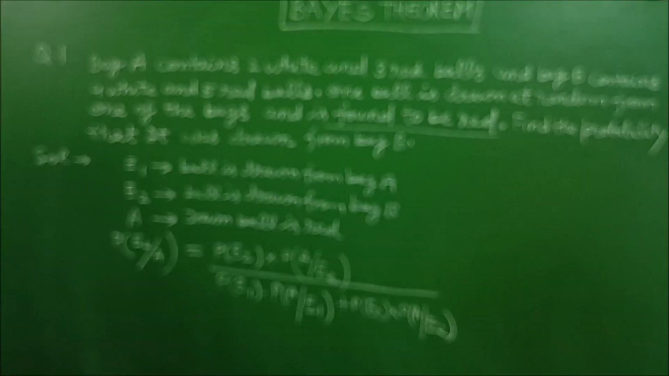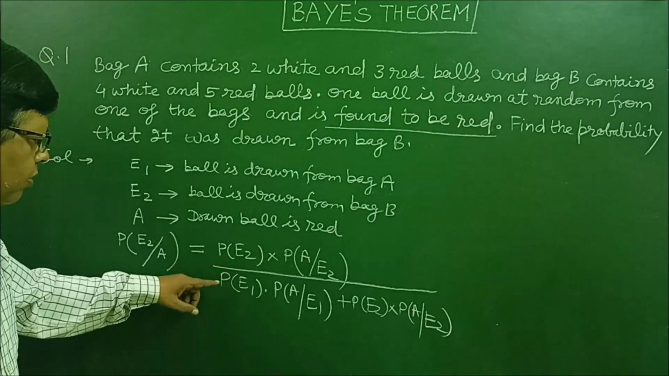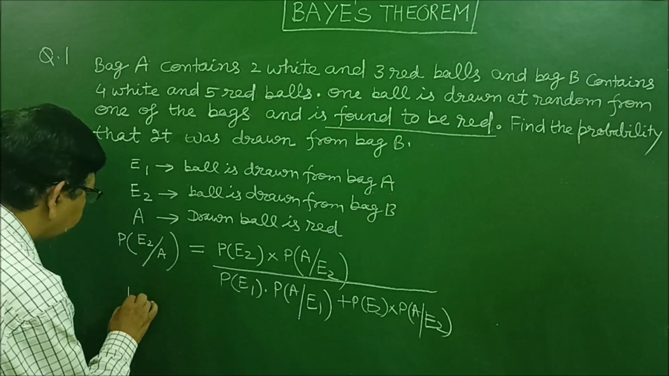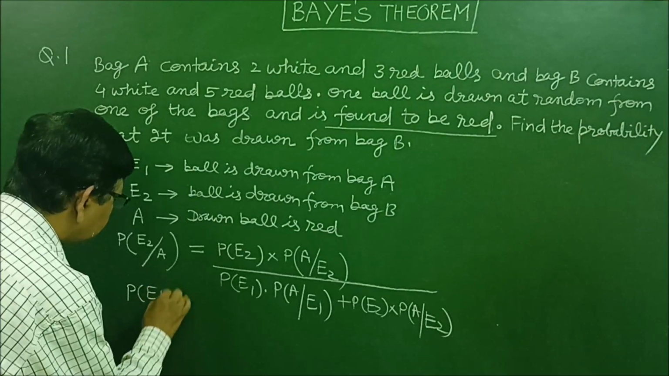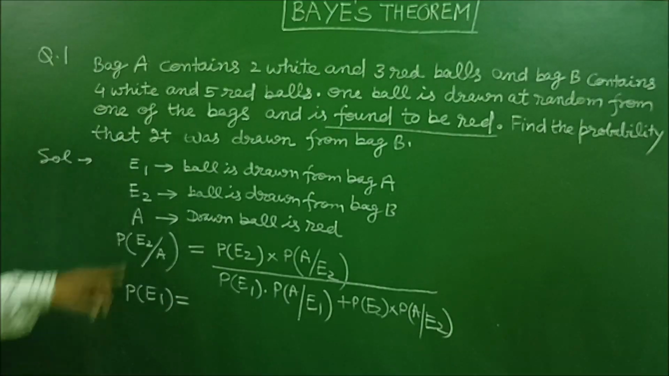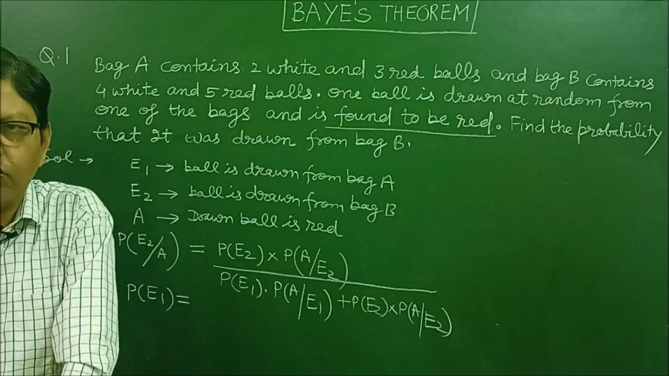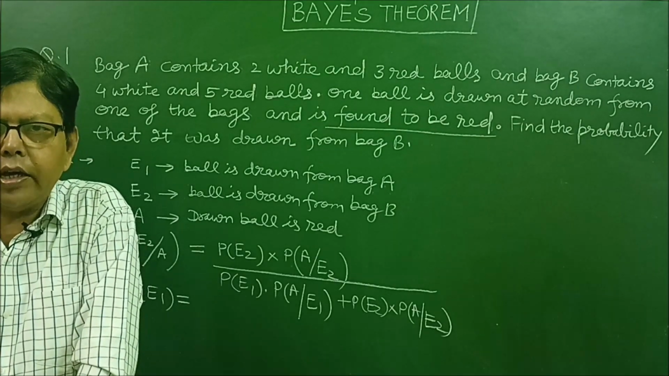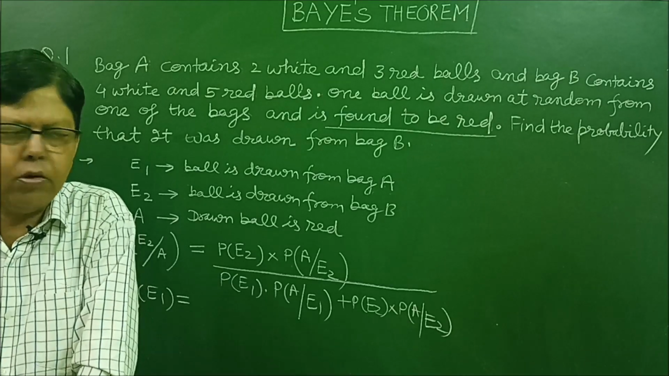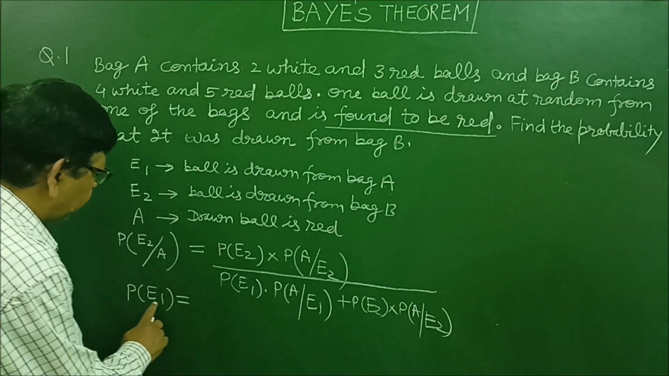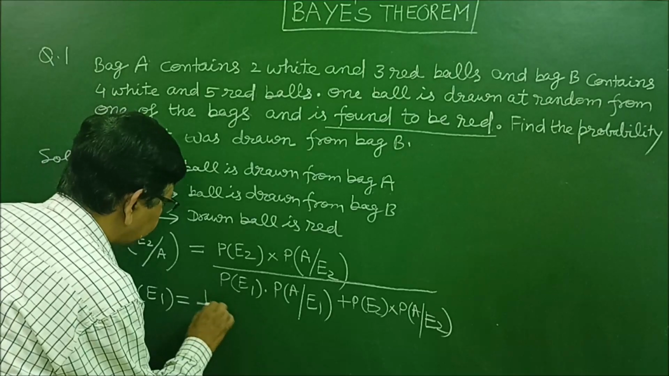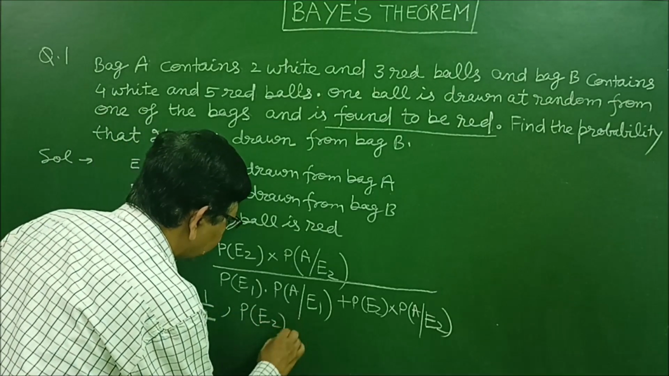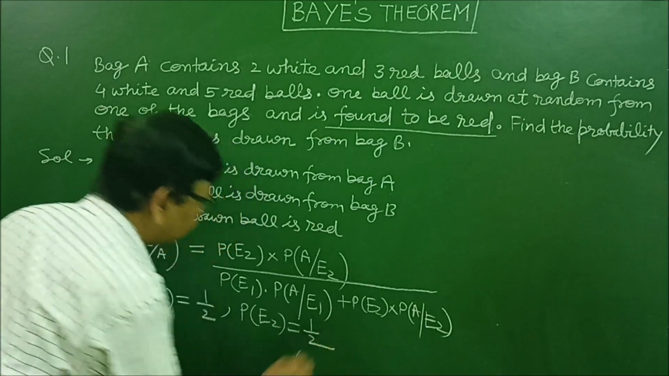Now let us find the various probabilities, probability of E1, probability of E2 and these two probabilities. So probability of E1, selection of bag, ball is drawn from bag A. So if there are two bags, then each bag has equal chances. So selection of bag A, its probability is 1/2. Selection of bag B, its probability is also 1/2.